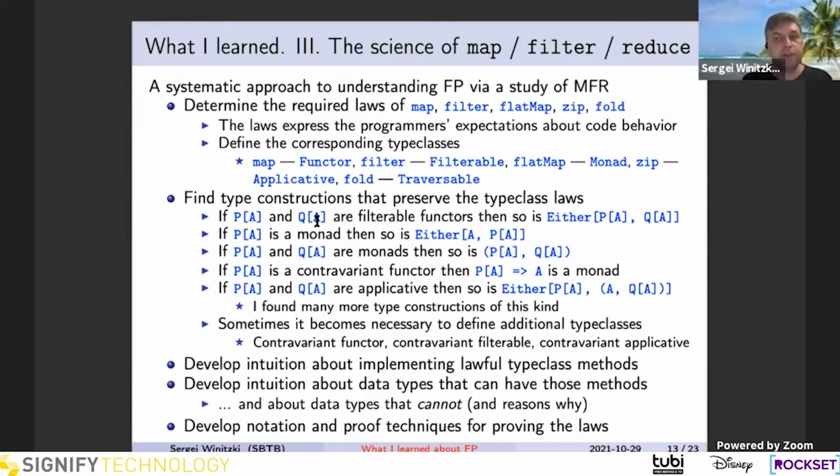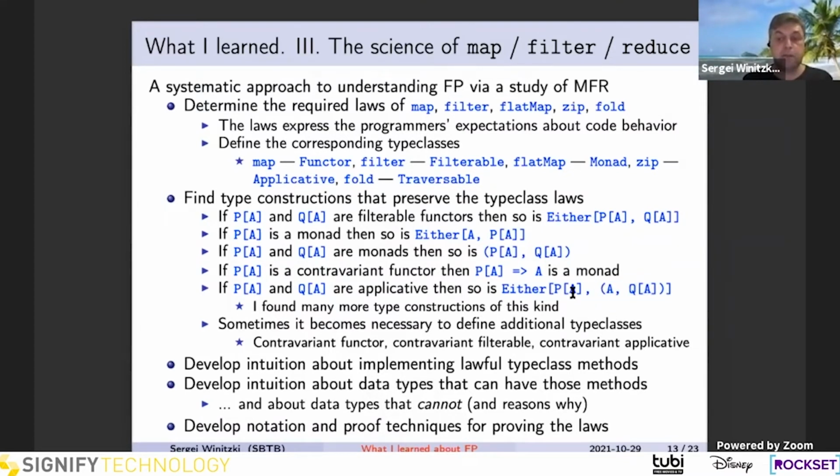If P and Q are filterable functors, then so is either P of A, Q of A. So that is also a filterable functor. So filterable is something that has a filter function. If P of A is a monad, then either A of P of A is also a monad. If P of A and Q of A are monads, then the pair is a monad. If P of A is a contravariant functor, then this function type is a monad. If these two are applicative, then either P and the pair of A, Q of A is applicative.